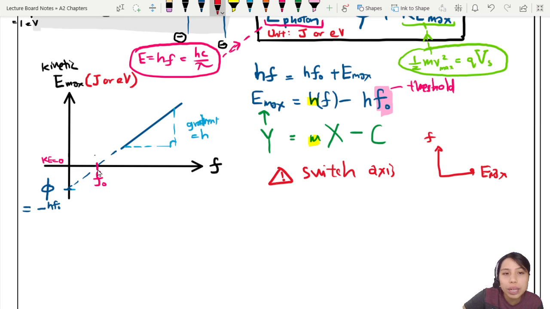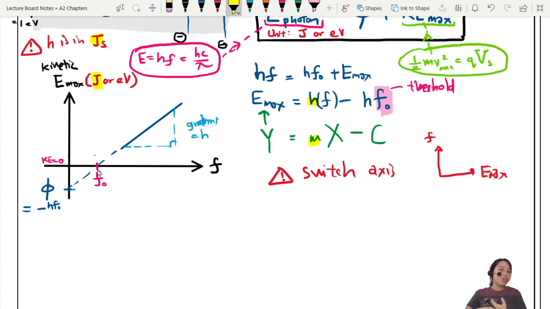When you're doing calculations, be absolutely sure you know what you are calculating, because your Planck's constant is in joules second. So I write here, warning number 2, unit. Planck constant is in joule second. So make sure you are in joule. Or you convert to eV, you use eV. So if you see eV, be very careful, must convert to joule first before you do any calculation.